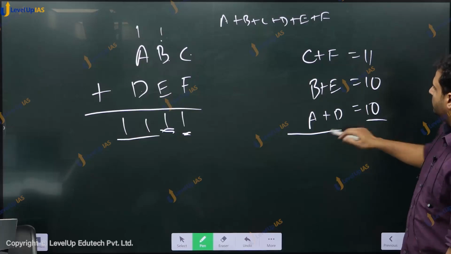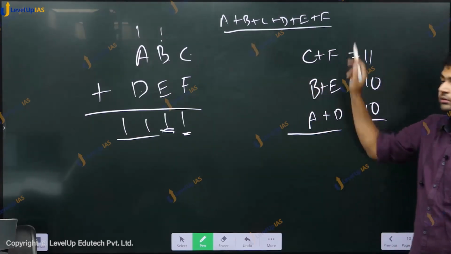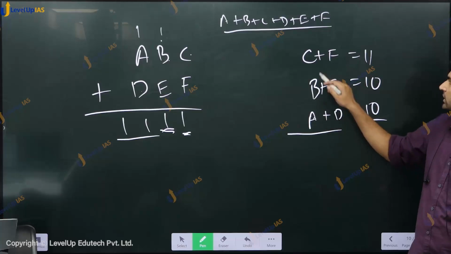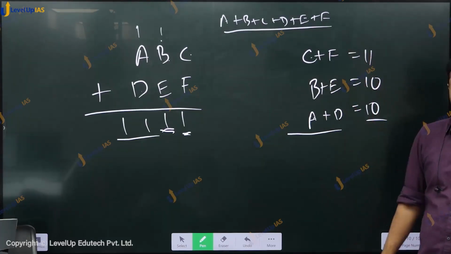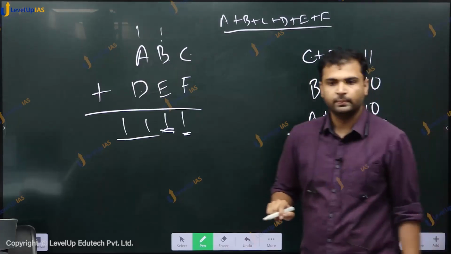Now we add all the quantities on the left hand side. We get a plus b plus c plus d plus e plus f. And all the quantities on the right hand side, we get 31.